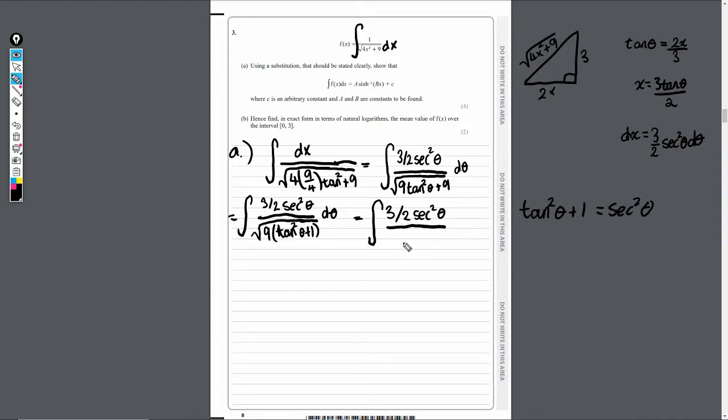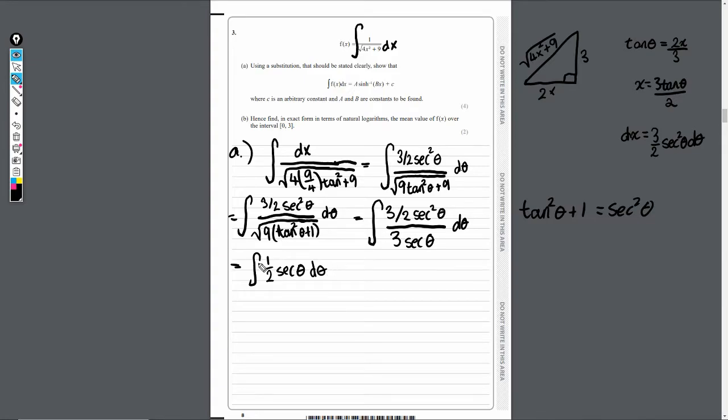Of the square root of 9 sec squared theta, which will just give me 3 sec theta. So that's good. Now we just need to simplify this. Simplifying all this, all you're going to be left with is the integral of a half sec theta, and this is with respect to theta, so d theta.